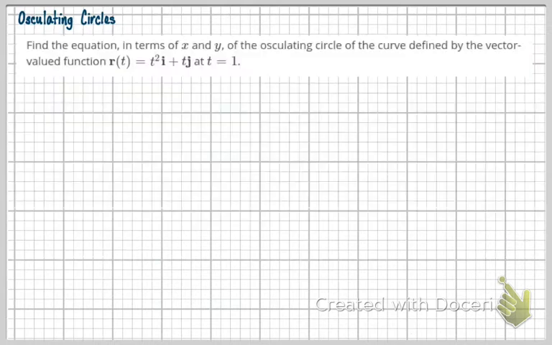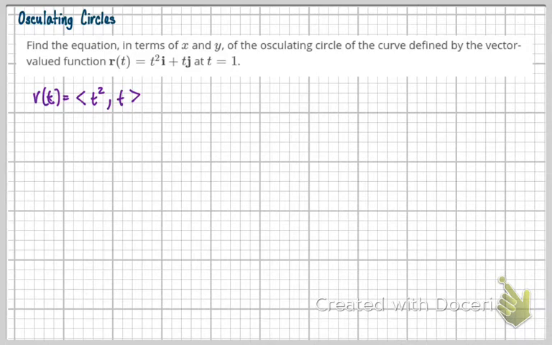So take a look at the problem at hand. It says find the equation in terms of x and y of the osculating circle of the curve defined by the vector valued function r(t) equals t squared i plus t j at t equals 1. So I'm going to write r(t) in component form. I always like component form for myself. If you don't use it, that's fine. Coming from physics, you probably like the i's and the j's, but this works for me.